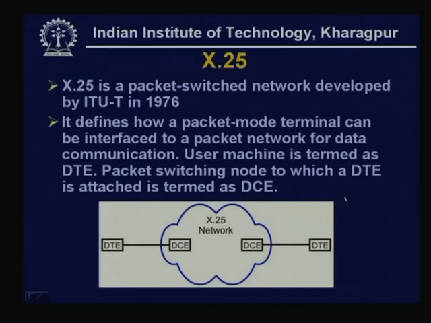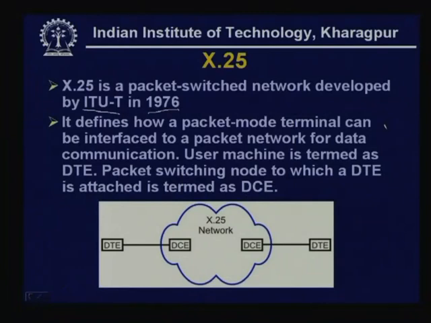X.25 is a packet switch network developed by ITU back in 1976. Of course, subsequently several versions and editions have come up by enhancing the features of X.25, but it is one of the oldest, developed in the late 70s. And this particular protocol defines how a packet mode terminal can be interfaced to a packet network for data communication.